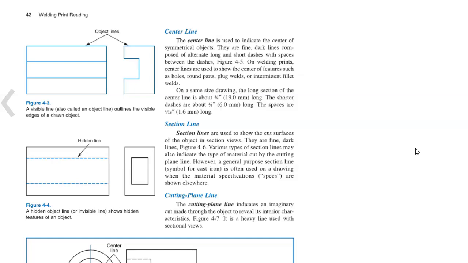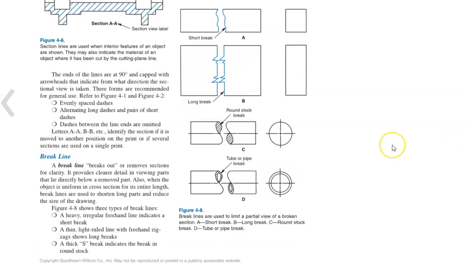Cutting plane line. The cutting plane line indicates an imaginary cut plane, or cut, made through the object to reveal its interior characteristics. It is a heavy line used with sectional views. The ends of the lines are at 90 degrees and capped with arrowheads that indicate from what direction the sectional view is taken.